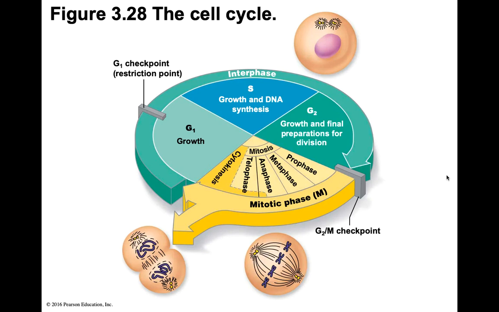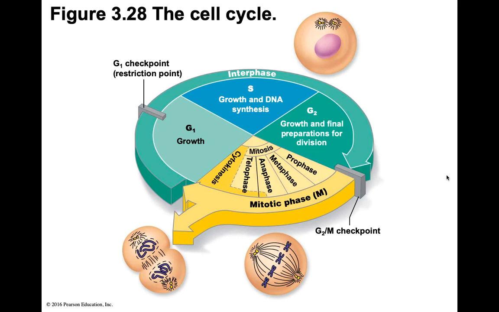And then during G2, it's going to be like, all right, we're about to divide. Let's do our final preparations. Let's make sure that that DNA has doubled correctly at the G2 checkpoint. Then we're actually going to divide: prophase, metaphase, anaphase, telophase, and cytokinesis. That's how the whole cell cycle works.